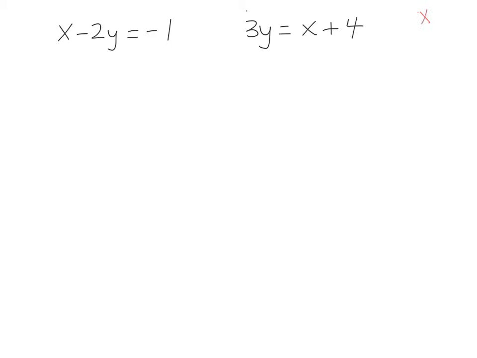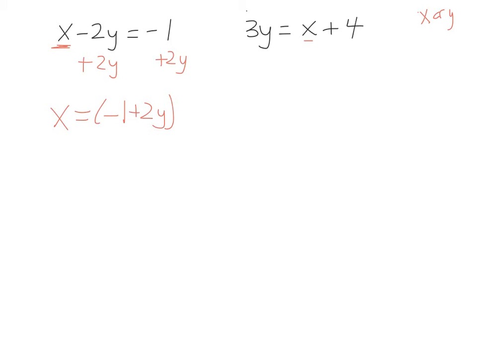I need to get an x or a y alone in either equation. So this time I have a choice. I could either get this x alone or this x alone. Doesn't matter which. I'm going to start on the left and get this x alone. So I have to add 2y to both sides. I end up with x equals negative 1 plus 2y.